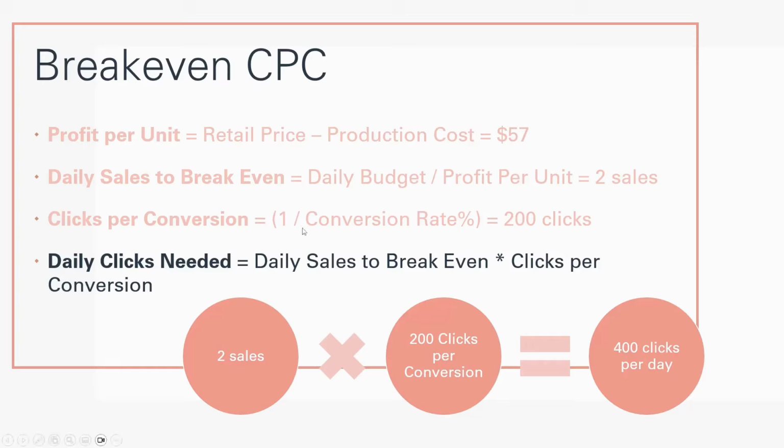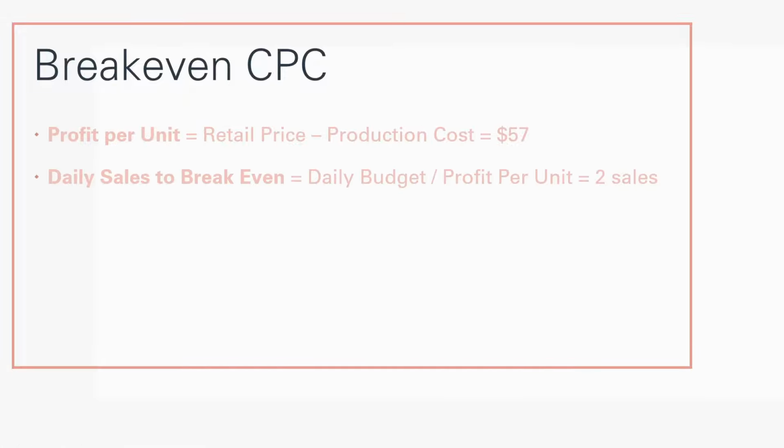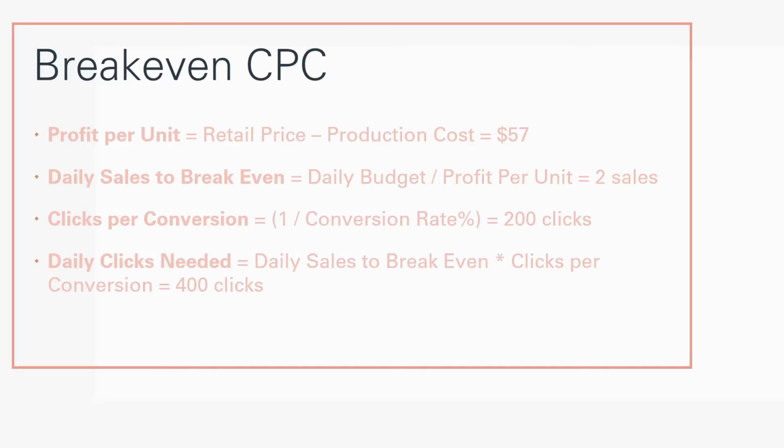So remember, these are going to change every time you adjust your daily budget and you adjust your assumed conversion rate. So let's continue. Once we know our profit per unit is $57 for the American Dream backpack, and we know our daily sales required to break even based on our daily budget, and we know that we need 200 clicks to make a sale, and we know that we need to get 400 clicks per day to break even with our daily budget of $114, then we finally need to calculate the max cost per click. And this is the maximum amount that you can pay for each click on your ad without losing money.